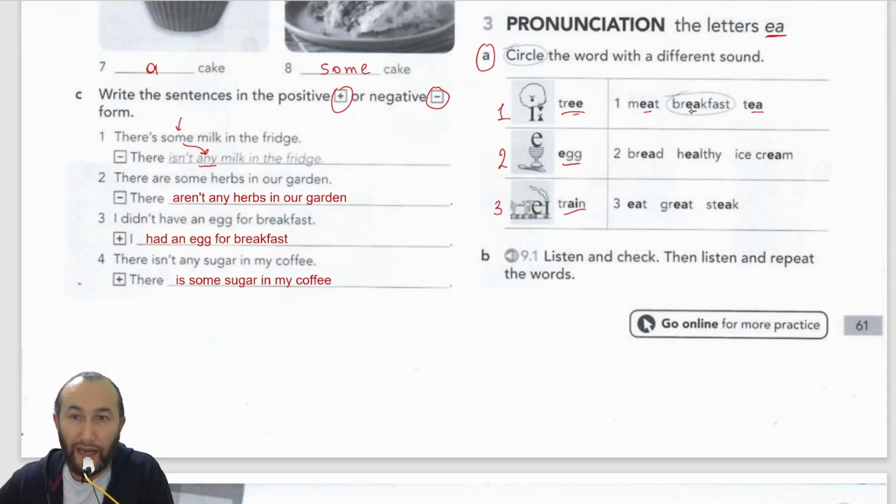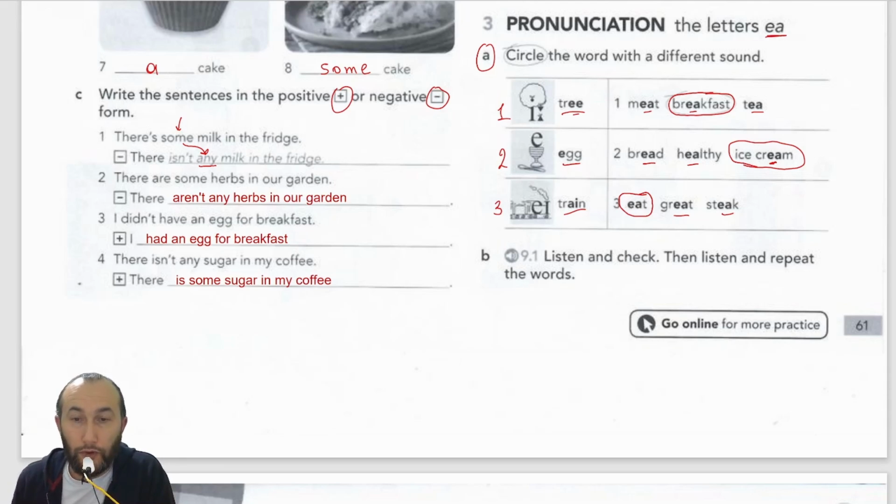But breakfast, look, breakfast, so it is different. So we're circling it. Second sound category, that is like egg. As in egg. So we got bread, healthy, ice cream. Bread, look, bread, healthy, ice cream, cream, E. So that is a different sound. So we're going to circle this word. Category 3, A as in train. Now we've got eat, great, steak. Great, steak, that is the A sound. Eat, that is a different E sound. So we're going to circle it.